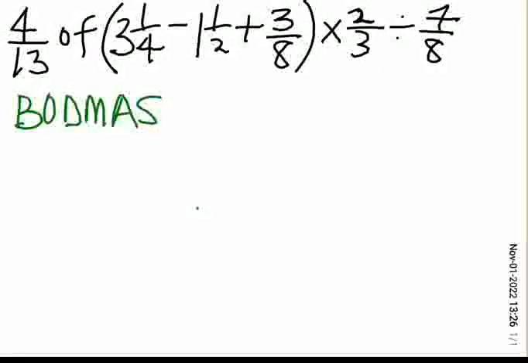So let's start off with this question. The bracket here needs to be simplified first. Then inside the bracket, we are having subtraction and then addition. So the fact that A comes before S here does not mean we are going to add first. That is not the rule of BODMAS. So we are to subtract first.